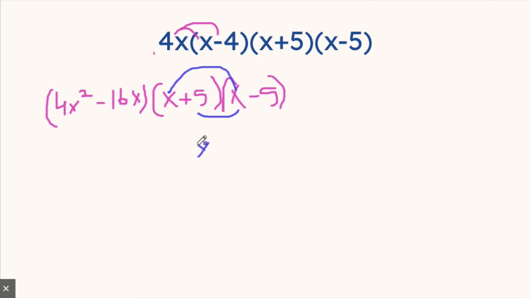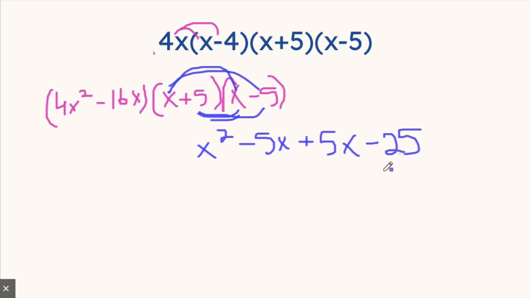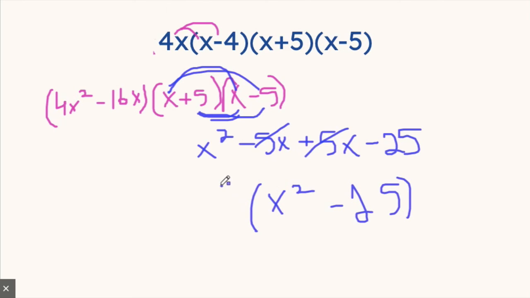X times x is going to give us x squared. X times negative 5 is negative 5x. 5 times x is going to be plus 5x. And plus 5 times negative 5 is going to be negative 25. Now when we combine like terms, in this case negative 5x and 5x, because they both have x's, they cross out because negative 5 plus 5 is 0. So we're left with x squared minus 25. And that's being multiplied by 4x squared minus 16x.